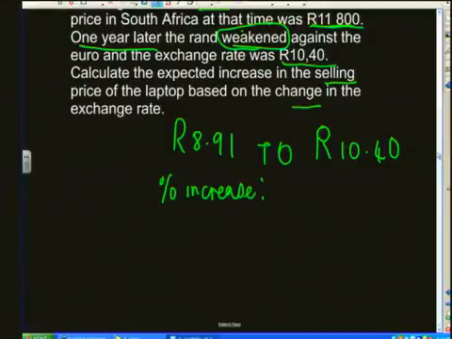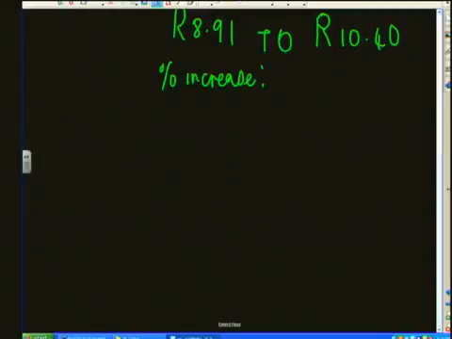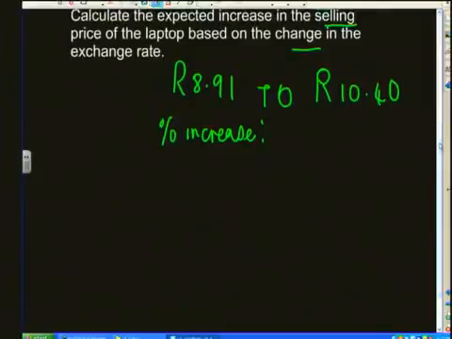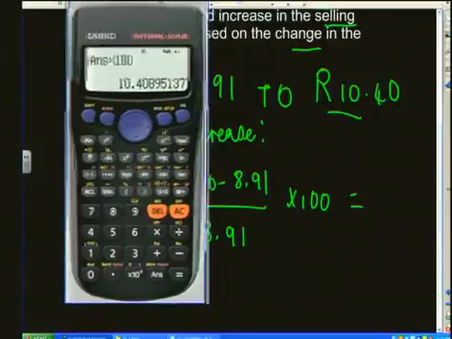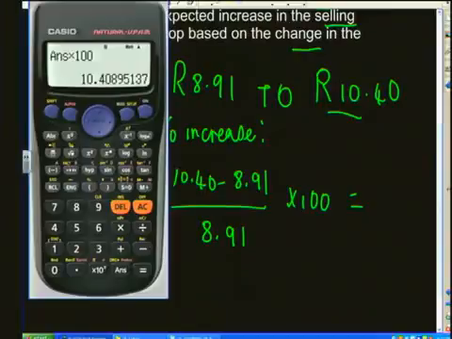All right. And hopefully all of you remember how to do percentage increases. So your final value minus your initial value, all divided by your initial value. Okay, and we times that by 100 to get our percentage. Okay, so let's do all of that on our calculator.